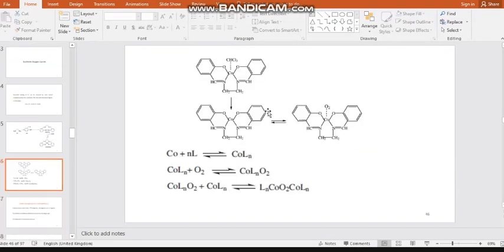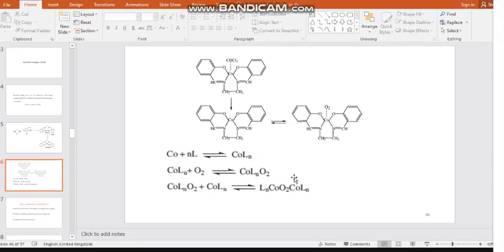This cobalt 2 complex can be reversibly bound with the O2, and after a certain stage, what would happen? There are dimeric bis-mu cobalt 2 complexes or cobalt 3 complexes.